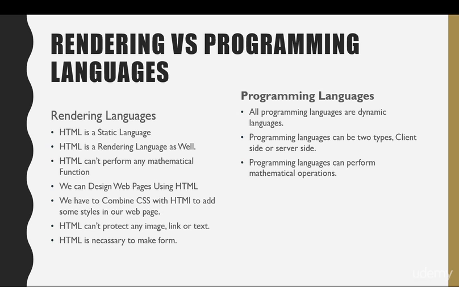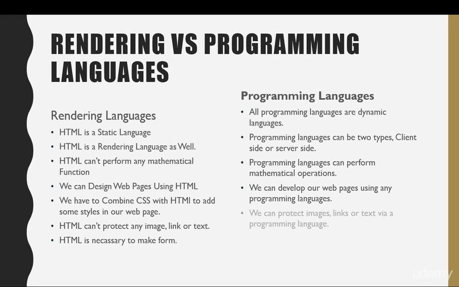For example, if you put 1 plus 1 or 2 plus 2, a programming language gives us the result, 4. Unlike the rendering language, if you put 2 plus 2 in HTML, then you will get 2 plus 2, not 4. We can develop our web pages using any programming language, but here we are not talking about designing a web page, we are talking about developing a web page. We can protect images, links, or text via a programming language. Yes, we can do that using some kind of programming language, like JavaScript, as I said.